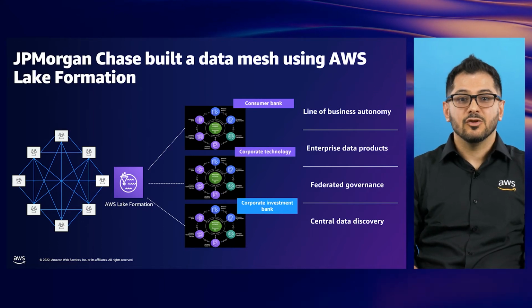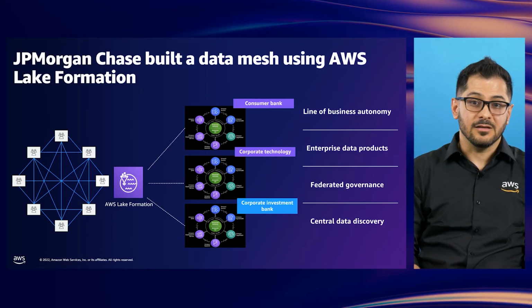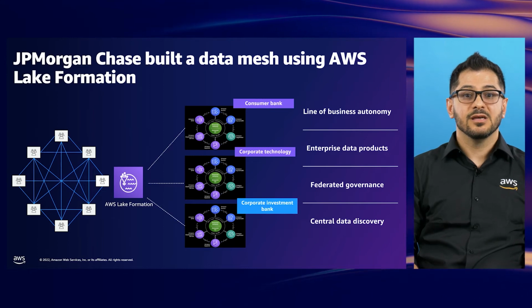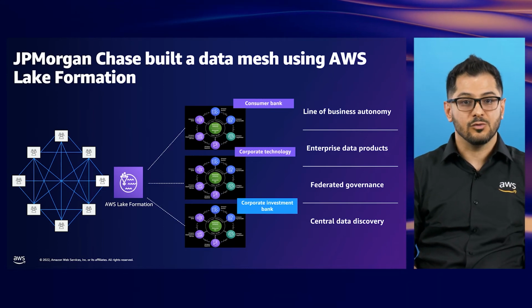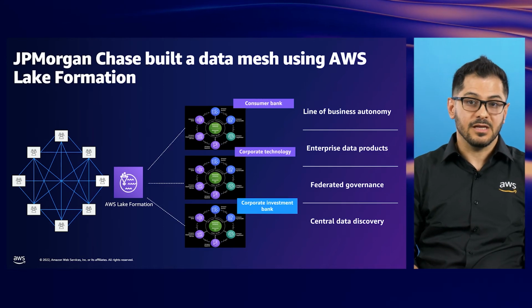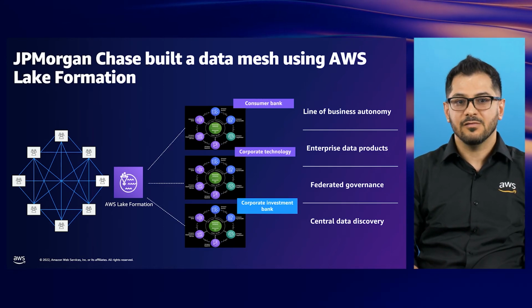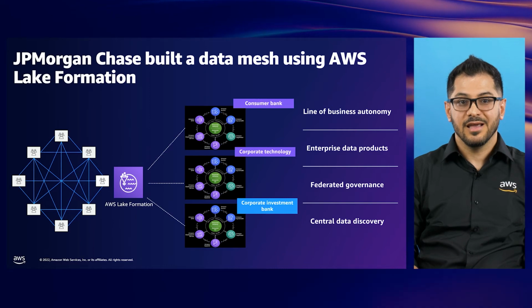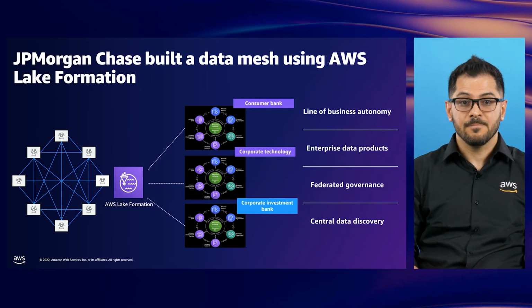Data mesh is a domain-driven distributed architecture pattern in which each domain creates, shares, or consumes data products through federated governance. They had over 450 petabytes of data with multiple data lakes and data warehouses across their lines of business, and they were looking to scale even further.